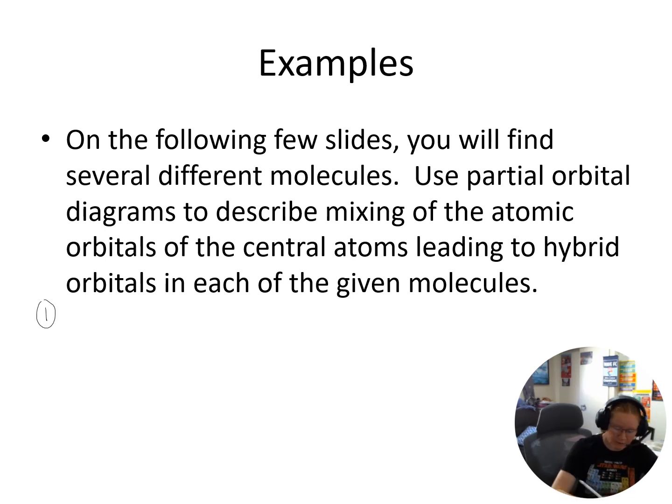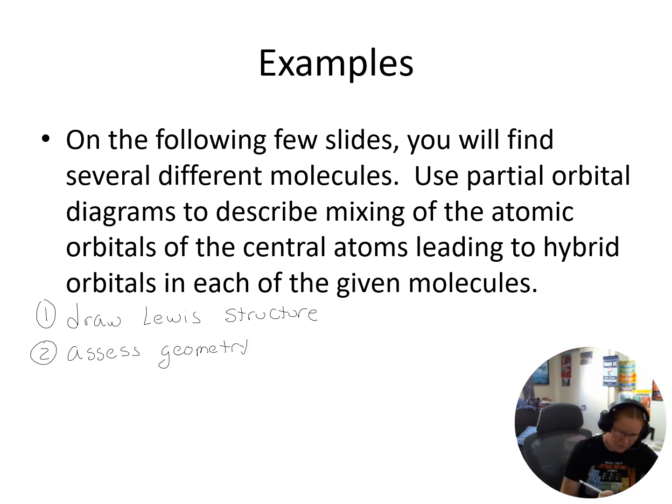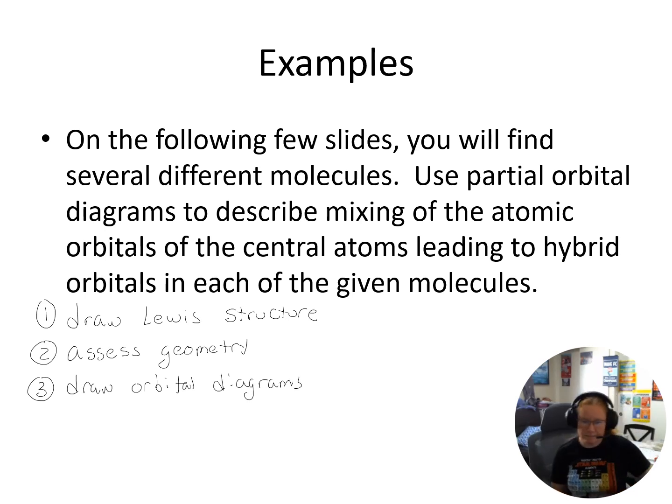First, we want to draw the Lewis structure. Okay. Second, we want to assess the geometry. All right, and then third, we'll draw our orbital diagrams. All right, so let's start.